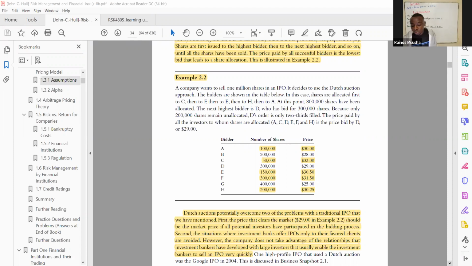So are we on the same page on how it works when it comes to the Dutch auction approach? Any questions?